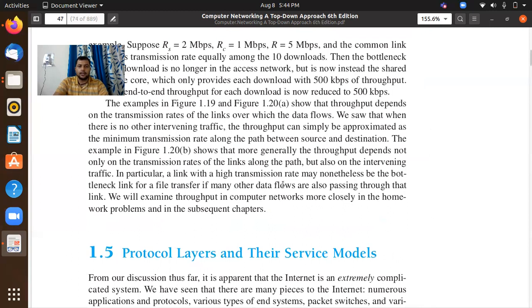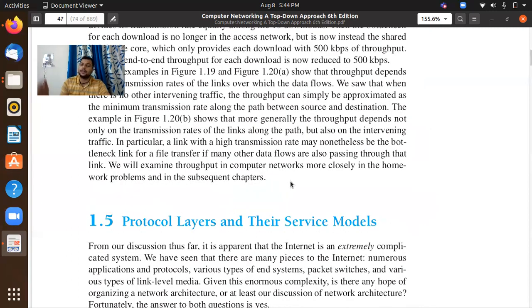In the next part, we will understand the layering architecture, which ensures modularity in the design framework of all the protocols, the design framework of the network.